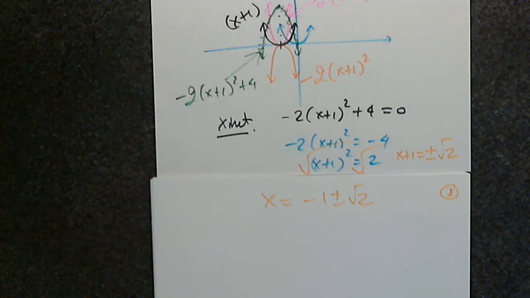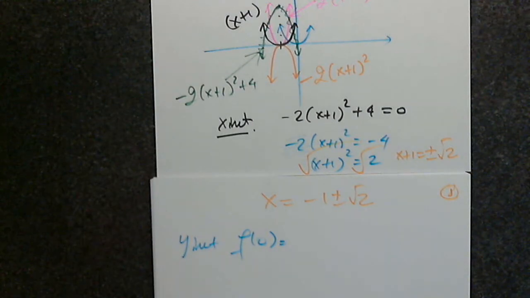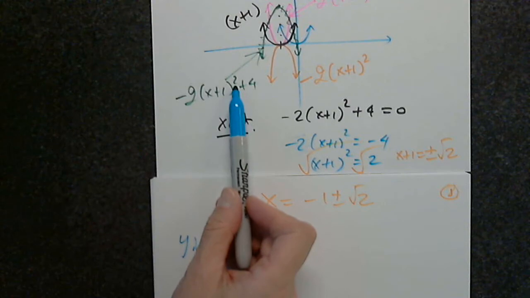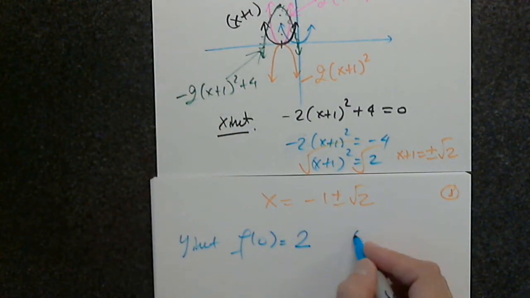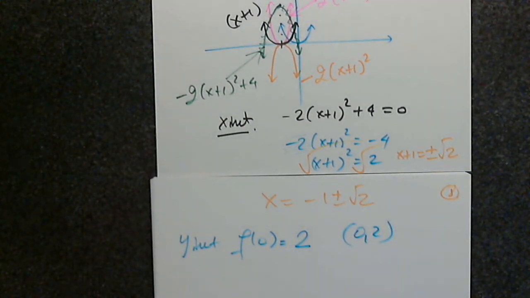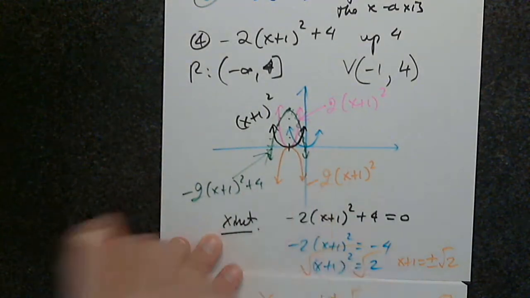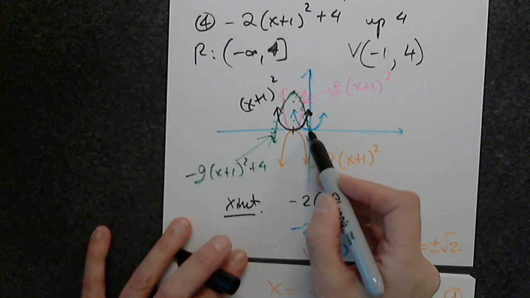What about the y-intercept? The y-intercept is f of 0. So 0 plus 1 is 1. 1 squared is 1. 1 times negative 2 is negative 2. Negative 2 plus 4 is 2. So (0, 2). Now you know that my graph, although it's quick and I pictured it perfectly, does not cross at (0, 2). (0, 2) is here, not here.